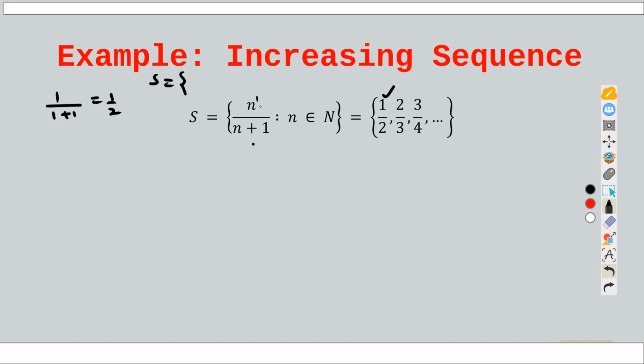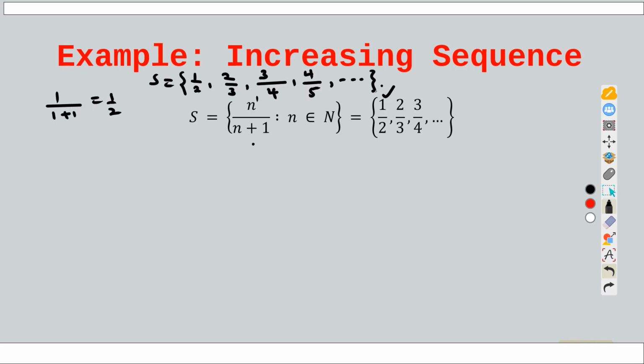If n becomes 2, this becomes 2 out of 2 plus 1, which is 3. So you have a half, next you have 2 out of 3. N as 3 becomes 3 out of 3 plus 1, which is 4. N as 4 becomes 4 out of 5, and this continues like that. However, we want to know whether this set has a maximum, a minimum, a supremum and an infimum.